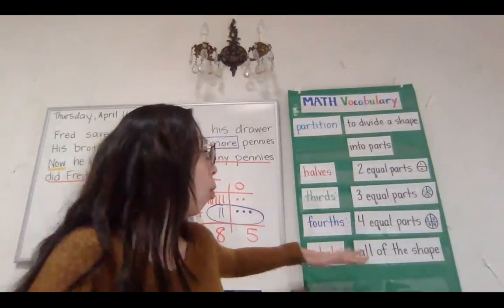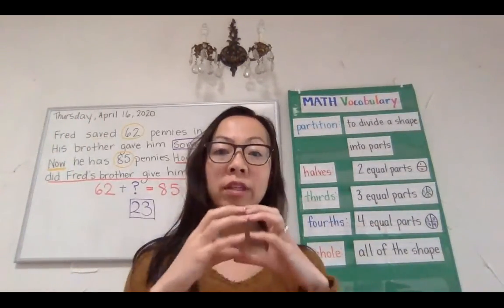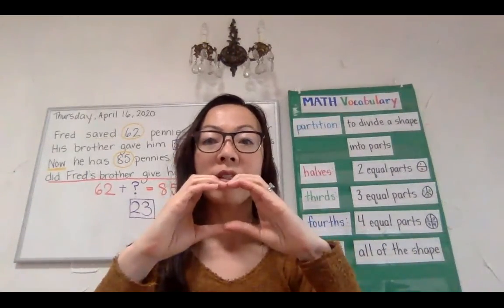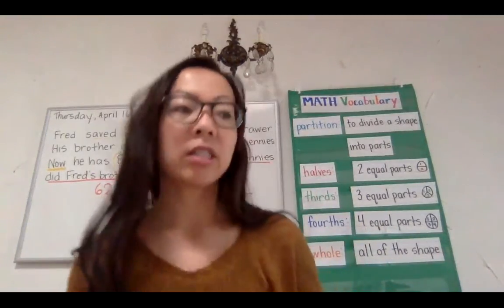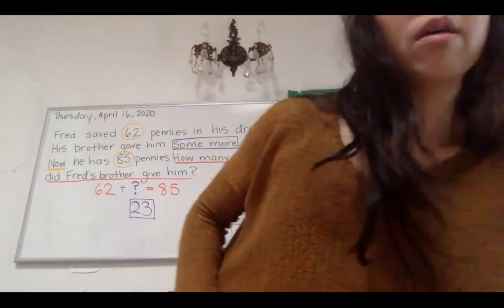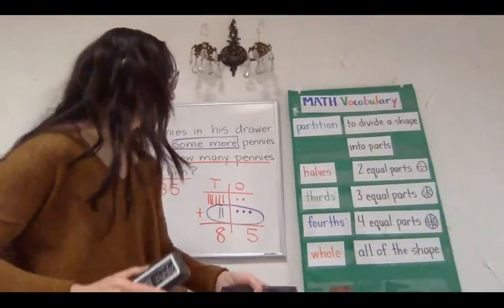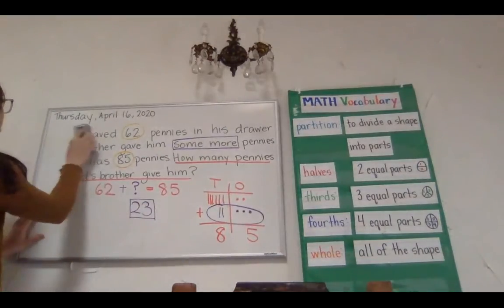Now remember that word whole means all of the shape. So if I'm using a rectangle, it's the whole rectangle, all of it. If I'm using a circle, it's all of the circle. Okay, let's take a look at some ways that we're going to see that today. I'm going to erase our problem of the day.